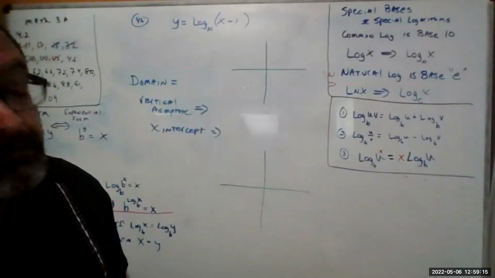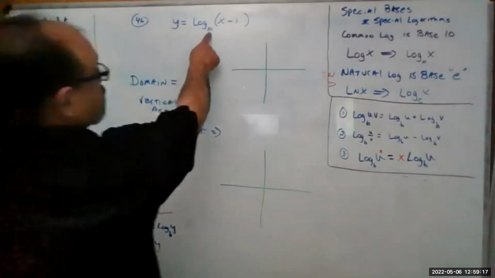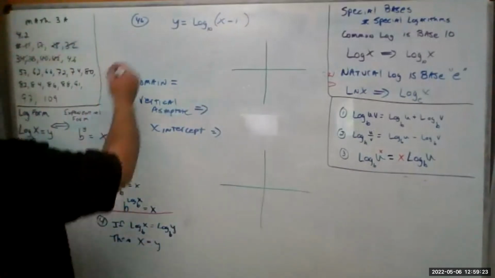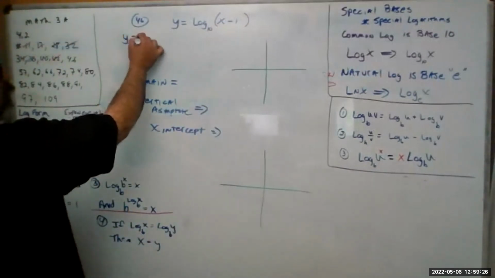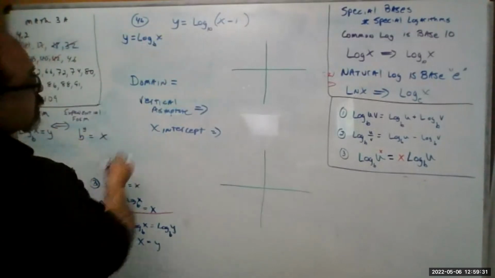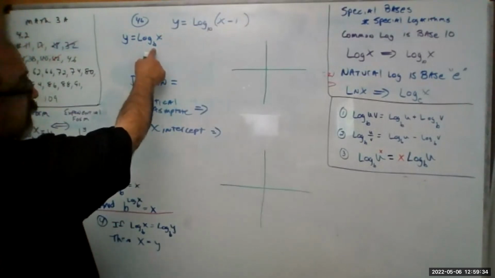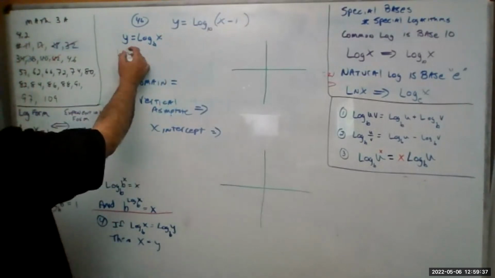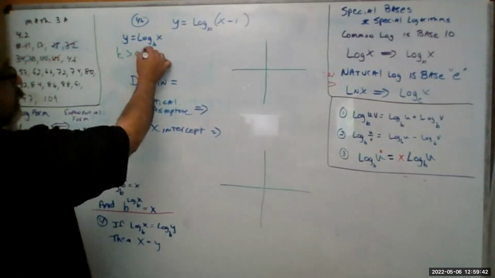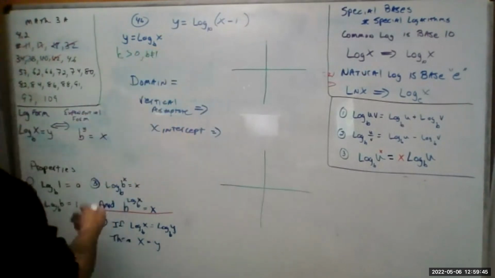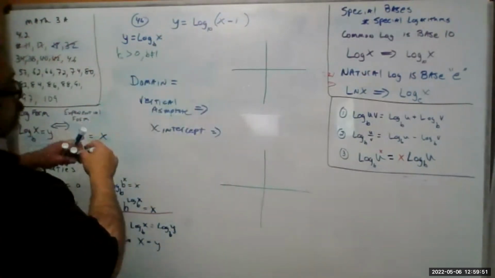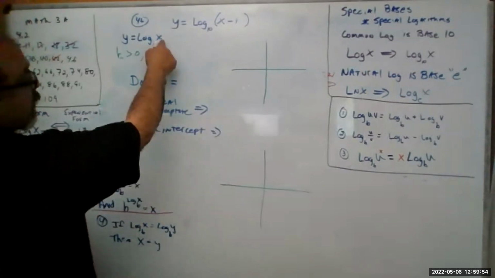So, domain: log base 10 of x minus 1. Now, according to the definition of a logarithm, y equals log base b of x, we have some rules. The base has to be greater than 0 and the base cannot be 1. You can't take a log base 1, you can't have log base 0, and you cannot take a log base of a negative.